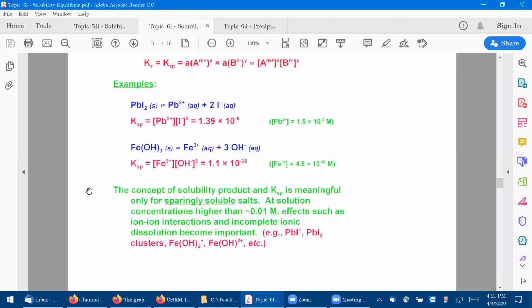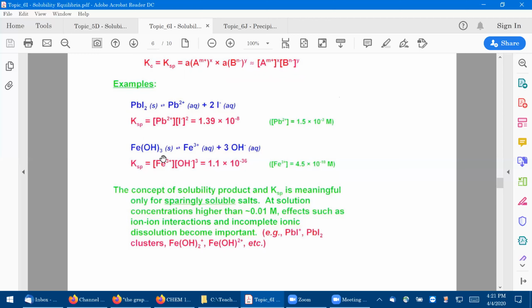It's important to keep in mind that this concept of solubility product, the Ksp, is meaningful only for sparingly soluble salts. In other words, the concept of Ksp is not a valid one for very soluble materials like sodium chloride or some nitrate salt or something like that. And the reason why is because at solution concentrations higher than about 0.01 molar, 10 to the minus 2 molar, there are various effects that occur that are assumed not to occur in these kinds of calculations up here.